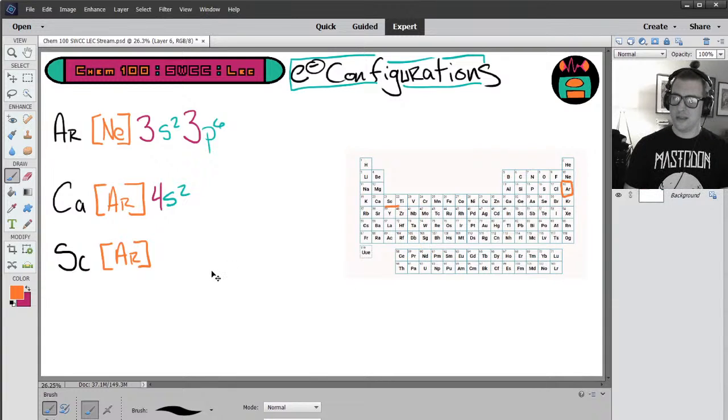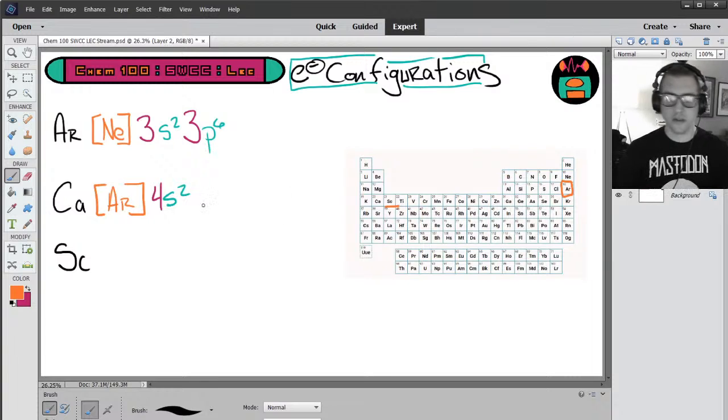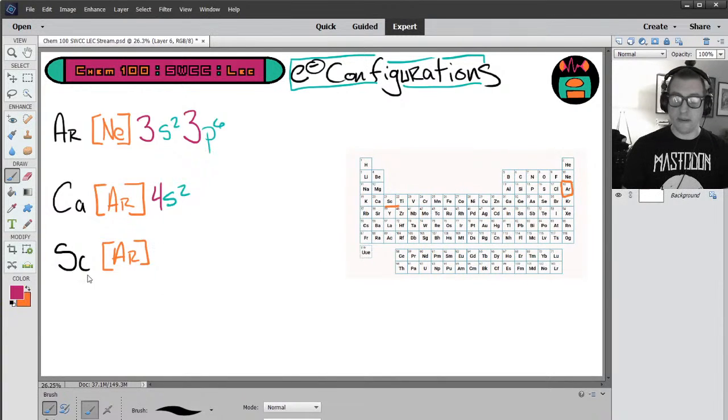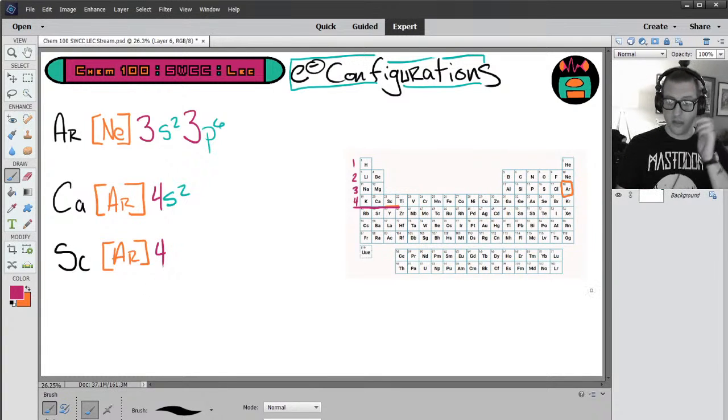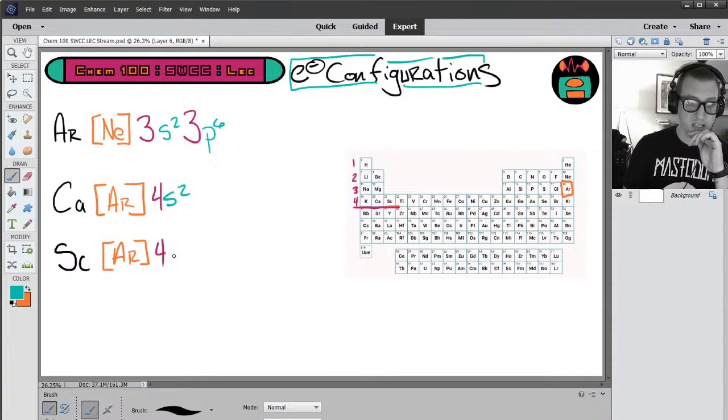Hang on. I keep messing up my layers here. There we go. Throw argon in a bracket. Now we look at the period scandium's on. And scandium is down on the 4th period. So 4, and we're filling the S block. Now here's the moment of truth.